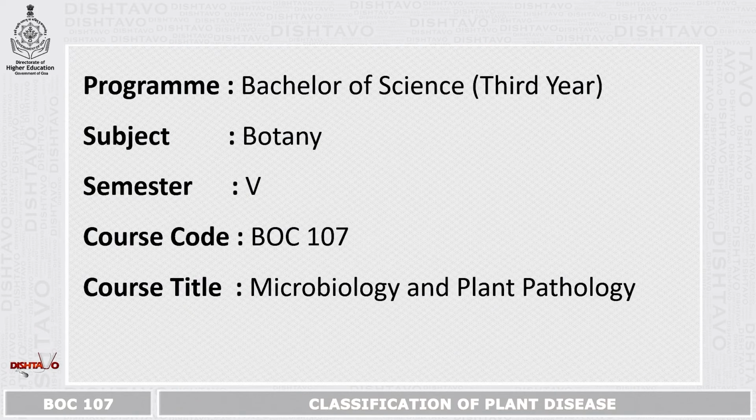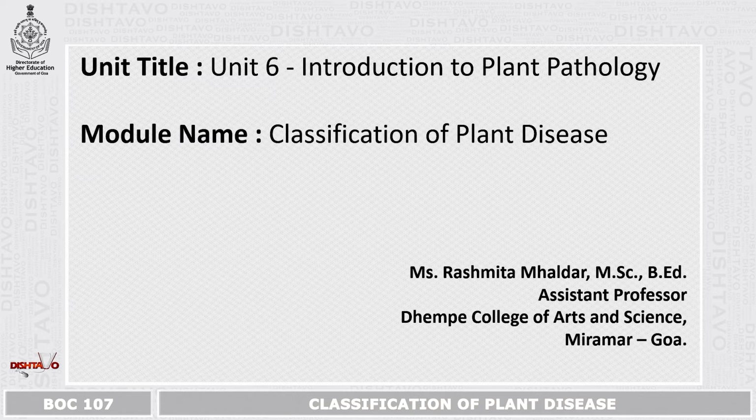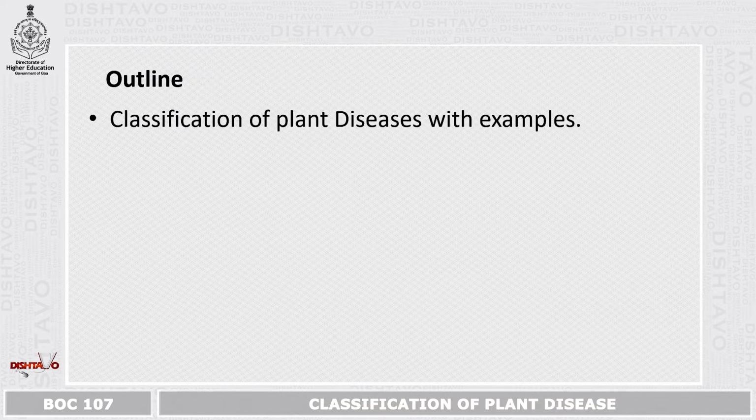So this module is for Bachelor of Science, that is third year BSc. Subject is Botany, Semester 5. Course code is BOC 107. Course title is Microbiology and Plant Pathology. The title of the unit is Unit 6, Introduction to Plant Pathology. The name of the module is Classification of Plant Diseases. The outline for this module is Classification of Plant Diseases with examples.